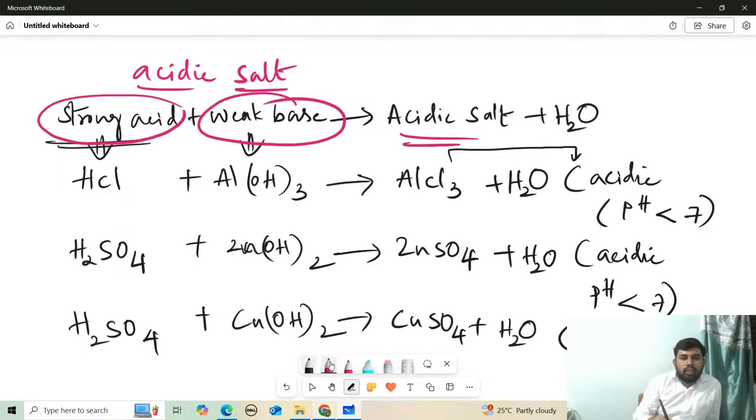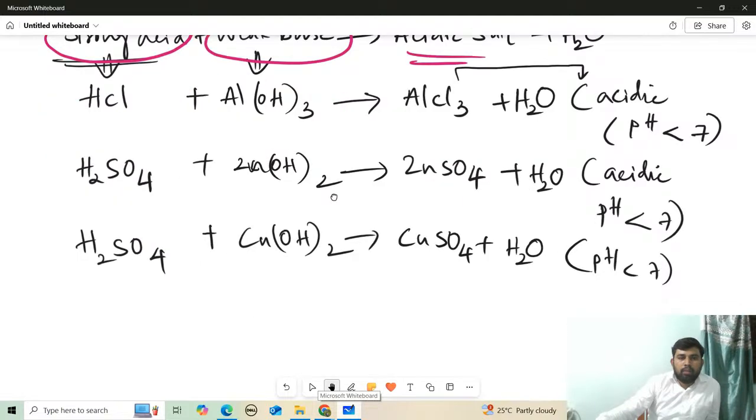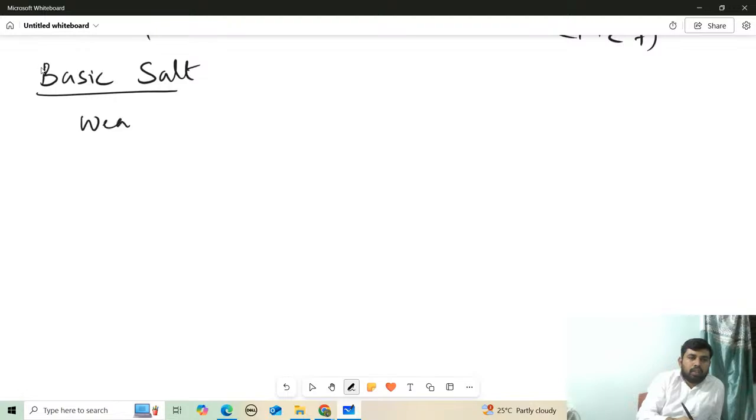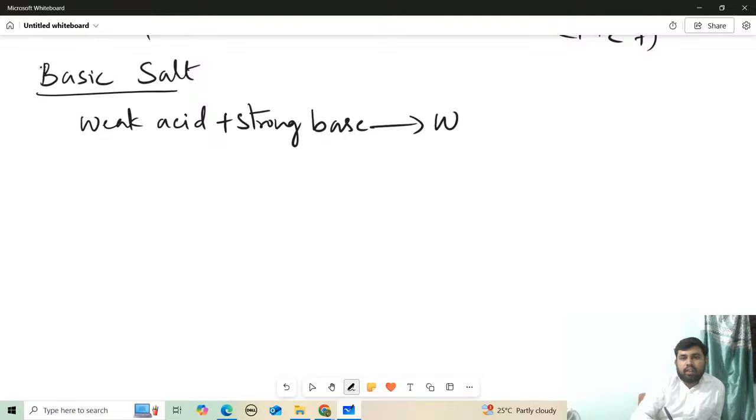Now come to the basic salts. When will you get the basic salts? So let me write here. Basic salt will be obtained how, sir? This is due to the weak acid. The condition is that a weak acid should react with a strong base. Then you'll get a basic salt plus water.